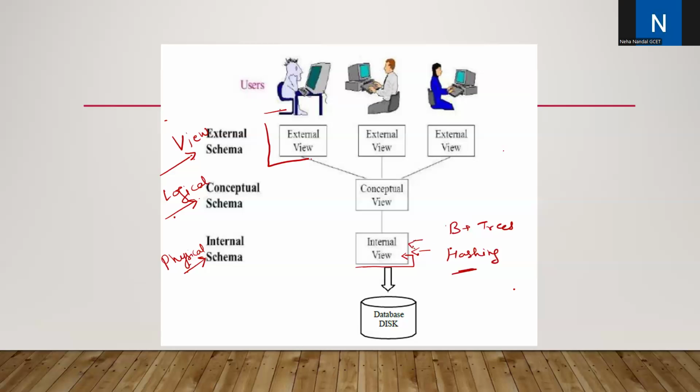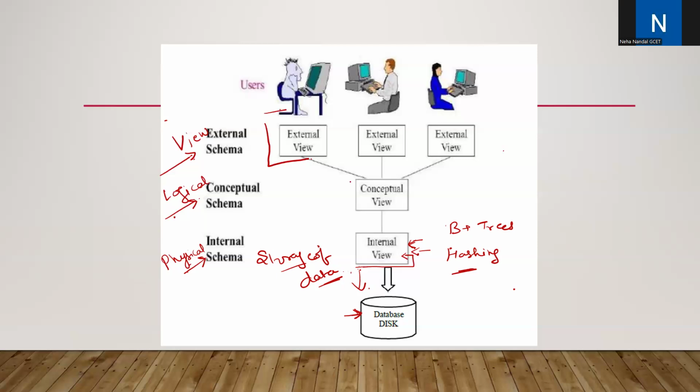At the internal level, what we are doing is storage, the physical schema, storage of data. Here disks are there, and in whatever form you are storing, that finally goes to the database disk. These are called access methods or file organizing methods. I told you how to organize your data in the form of either B plus trees or hashing. In that way, we can store our data. That is called your internal schema. I hope you got this idea.